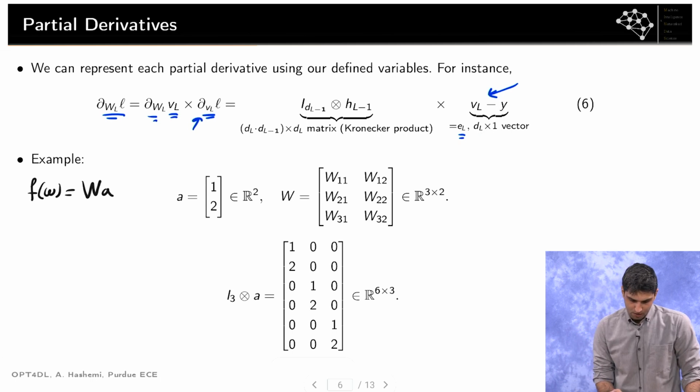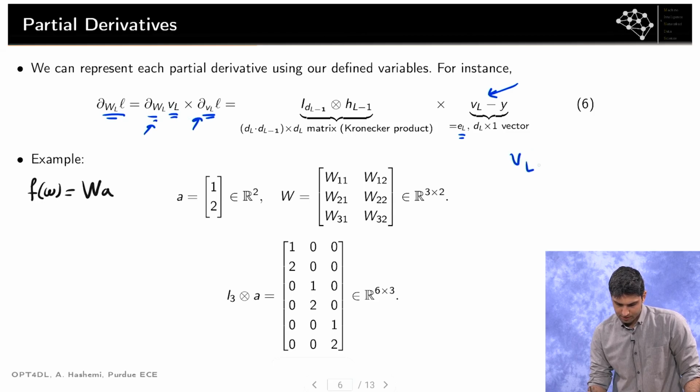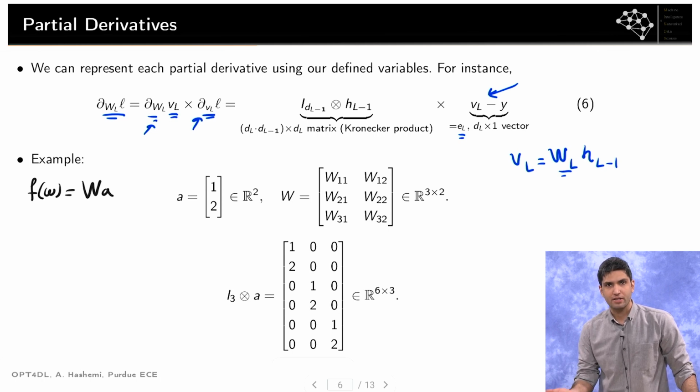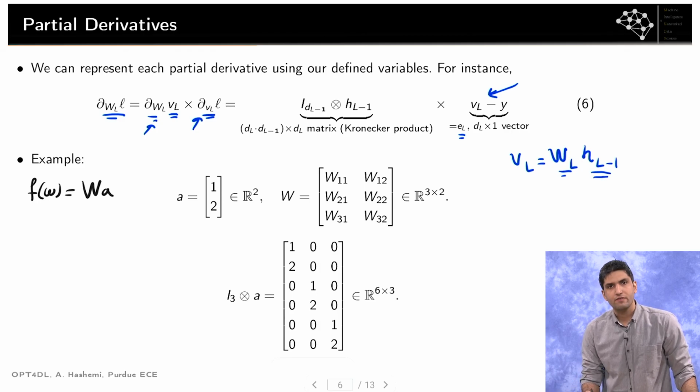Now, this first term might be a little more confusing and complex, but let's recall the definition of V_L. V_L was basically W_L times H_{L-1}. Intuitively, this is something that is linear in W_L. So when I take the derivative with respect to W_L, the result is independent of W_L and only depends on H_{L-1}. And this is indeed true if we were talking about scalars.